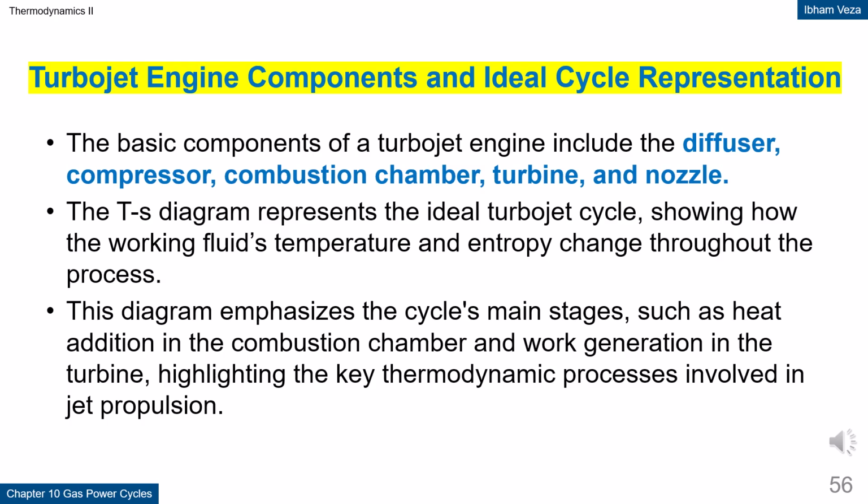Turbojet engine components and ideal cycle representation. This figure shows the main components of a turbojet engine, such as the diffuser, compressor, combustion chamber, turbine, and nozzle. The TS diagram shows how temperature and entropy change throughout the cycle. The turbine produces work to drive the compressor, while the remaining energy is used to produce thrust. Ideally, this cycle can be analyzed as a variation of the Brayton cycle. This representation links the physical components with the thermodynamic processes.